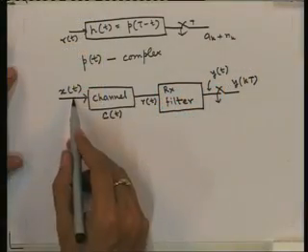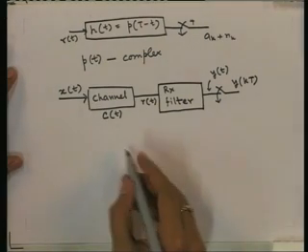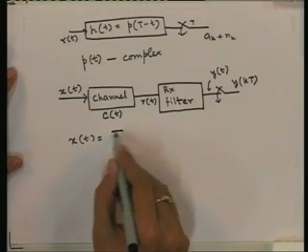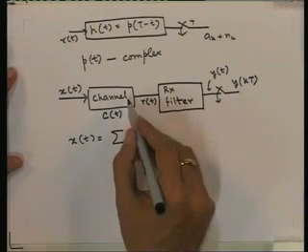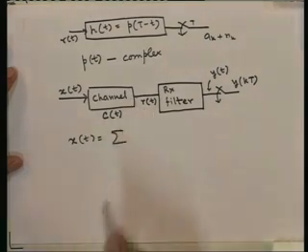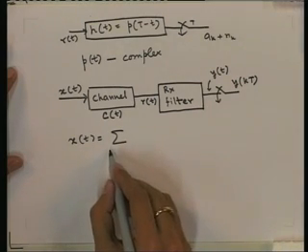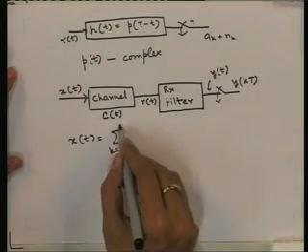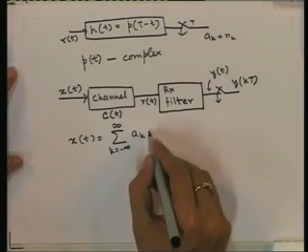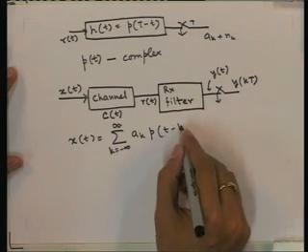So x(t) we know is the modulated signal. So x(t) looks like a summation. This channel also actually has noise. This is only the impulse response, but it also has noise. So here, summation k equal to minus infinity to infinity, a_k, and then p(t minus kT).